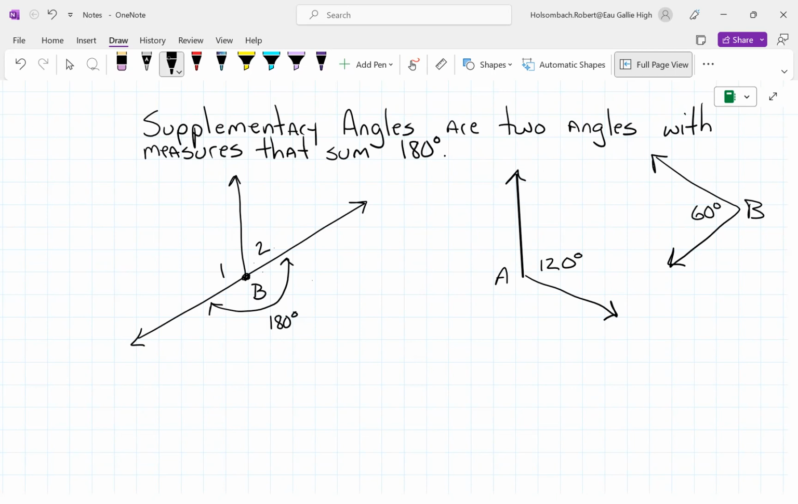But they're not a linear pair because they're not adjacent to each other. They don't share a vertex and they don't share a side. So in this case, A and B are just supplementary. In the first drawing on the left, angle 1 and angle 2 were supplementary and they were a linear pair.